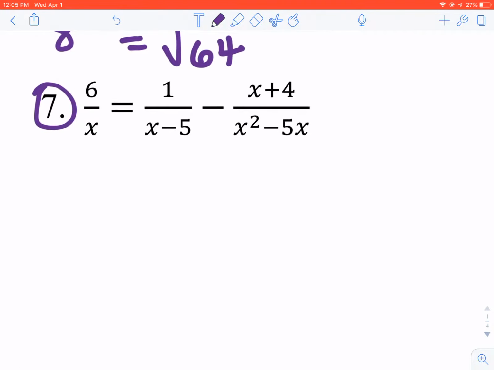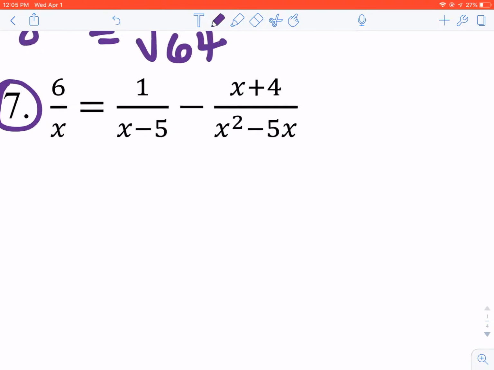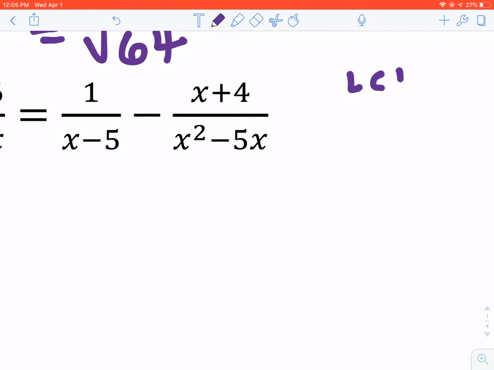Alright, so the first thing I'm going to do is look at this last denominator, because it's the only one that's not factored. If I factored it, I would end up with x times x minus 5. So x times x minus 5 is going to be my LCD. And now I'm going to multiply all the numerators by x minus 5.